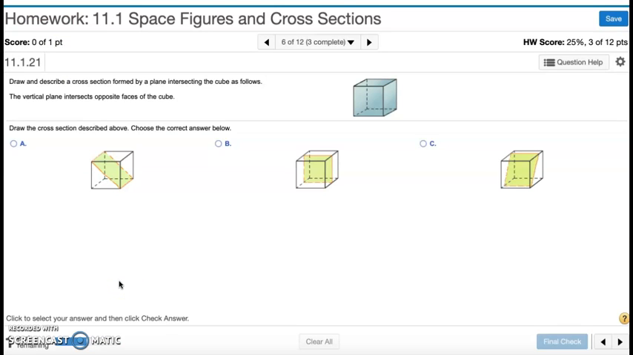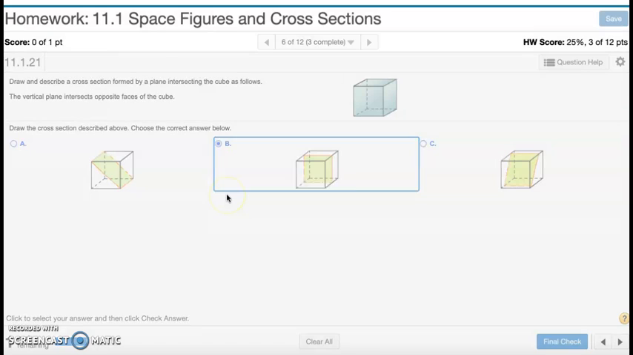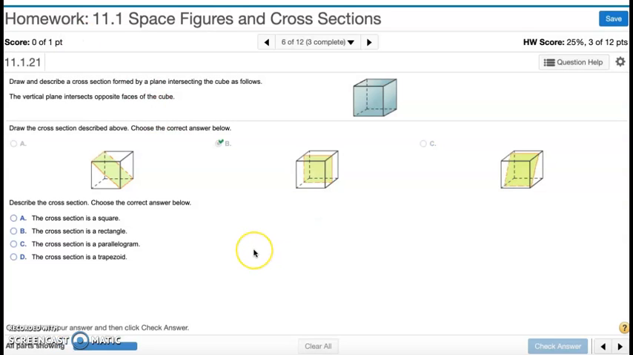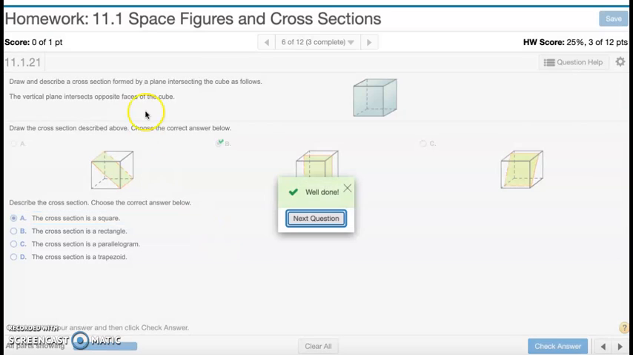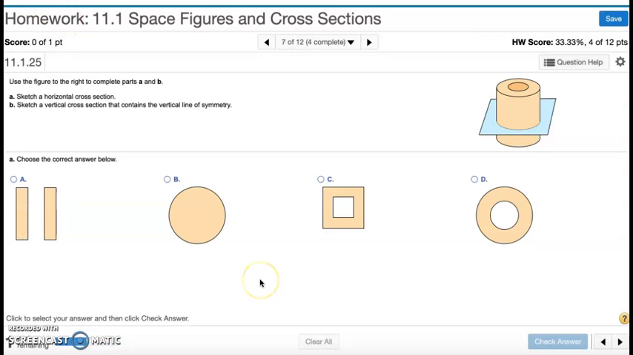Draw and describe a cross-section formed by a plane intersecting the cube as follows. The vertical plane intersects opposite faces of the cube. Since it's vertical, we're going to say B. So the cross-section is going to be a square since it's a cube. And that's number 6. Number 7.